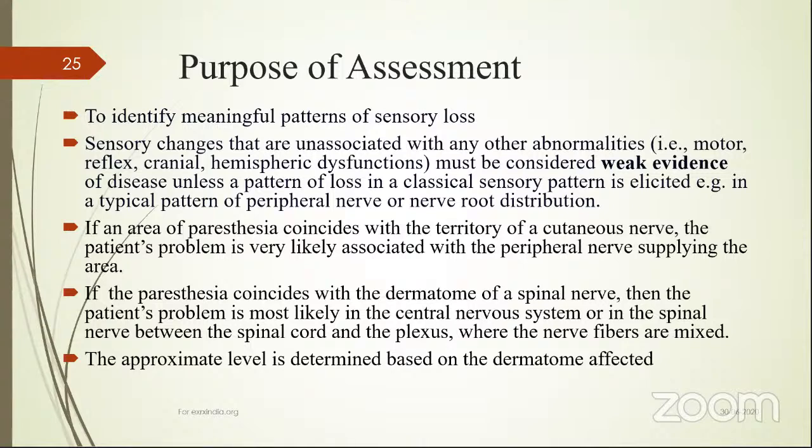Mainly, most of the physiotherapists think that cutaneous supply and dermatome are same. Dermatome is purely a spinal nerve related thing. Cutaneous sensation or cutaneous supply is mainly a peripheral nerve thing. Peripheral nerve is a combination of 2 or 3 spinal nerves that you should understand.